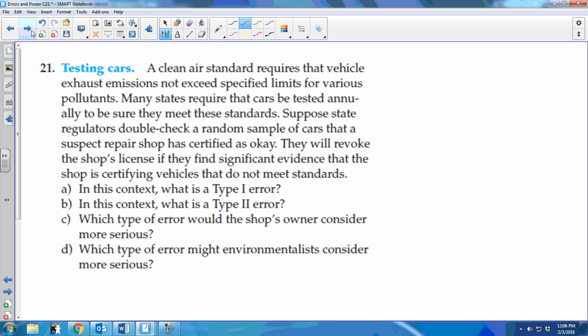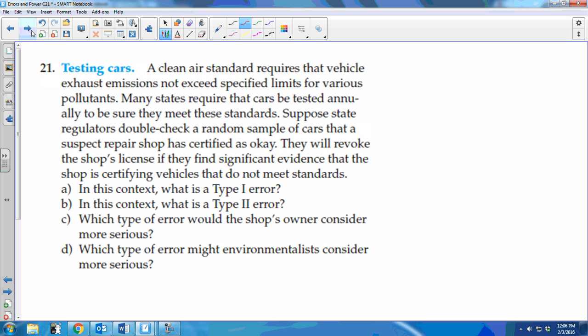All right, here we go. A clean air standard requires that vehicle exhaust emissions not exceed specified limits for various pollutants. Many states require that cars be tested annually to be sure they meet these standards. Suppose state regulators double-check a random sample of cars that a suspect repair shop has certified as okay. They will revoke the shop's license if they find significant evidence that the shop is certifying vehicles that do not meet standards. A says, in the context, what's a type 1, and B, what's a type 2?